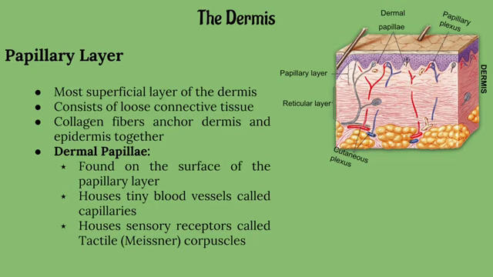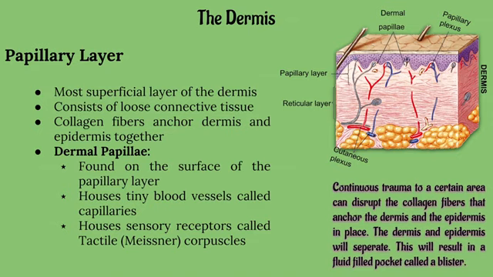But too much pressure or trauma in a certain area can disrupt the collagen fibers, causing the epidermis and the dermis to separate. This will lead to a blister. On top of the papillary layer, you'll find the dermal papillae. The dermal papillae houses capillaries that diffuse oxygen and nutrients. The dermal papillae also houses sensory receptors called Meissner corpuscles. These receptors respond to stimuli such as light touch and are found in various places of the body such as the face, the lips, and the fingertips.